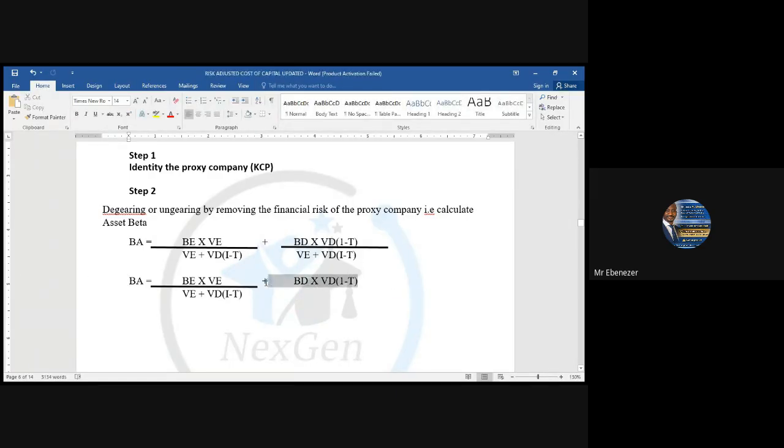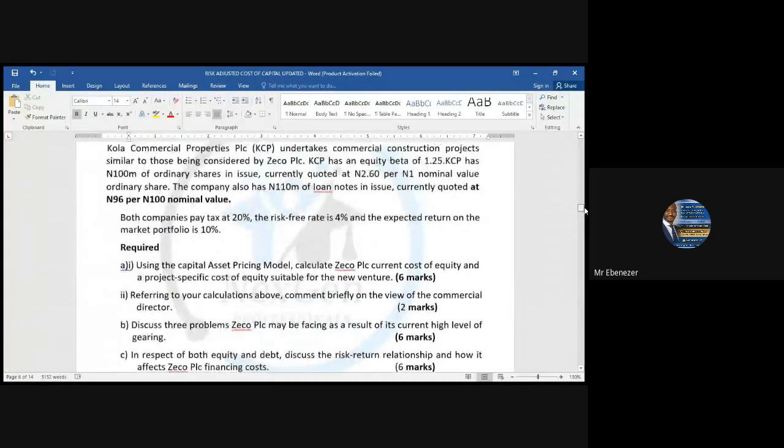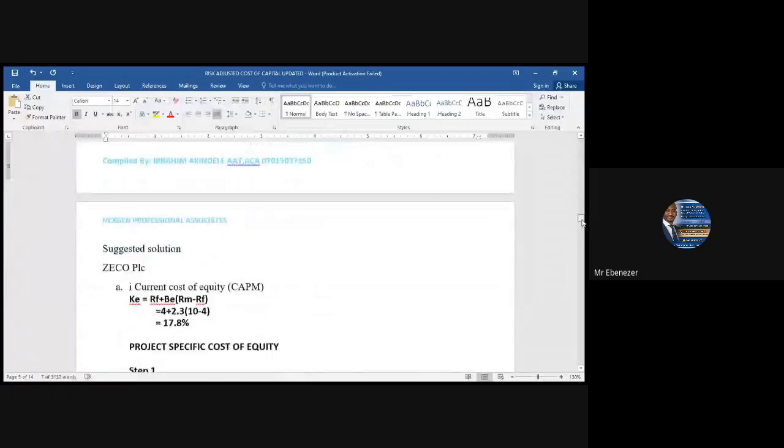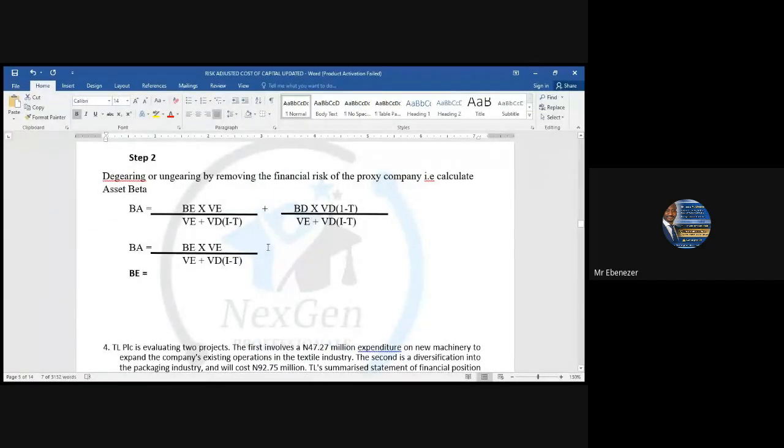So BE, which is the equity beta of the proxy company. What is the equity beta of the proxy company, class? 1.25. Let me highlight it. 1.25 is even greater than 1.